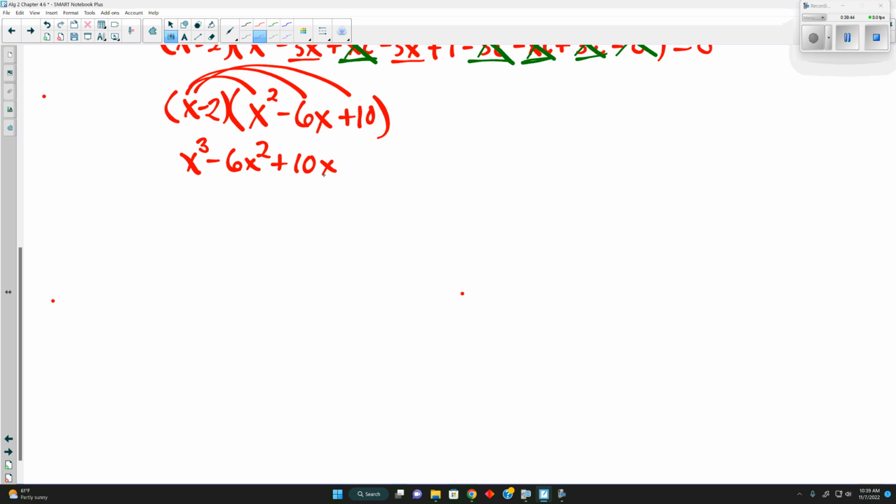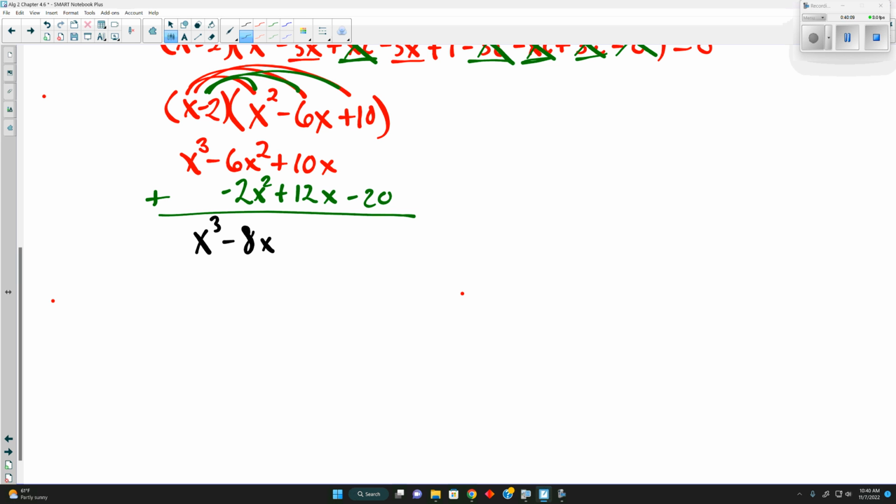Now we're going to do the same thing with negative 2. What I'll sometimes do is tier step it, and line them up. Negative 2 times x is negative 2x squared. Negative 2 times negative 6x is plus 12x. And negative 2 times 10 is negative 20. So we'd have x cubed minus 8x squared plus 22x minus 20.